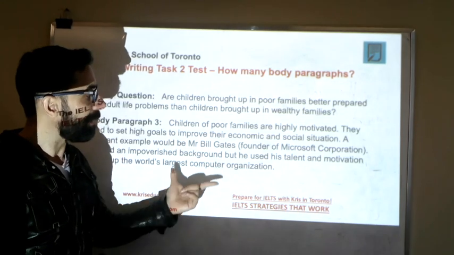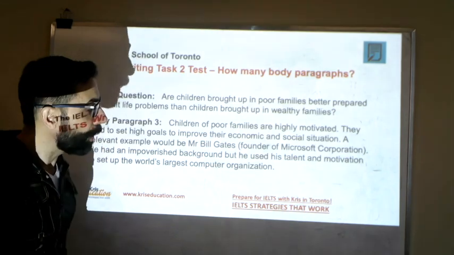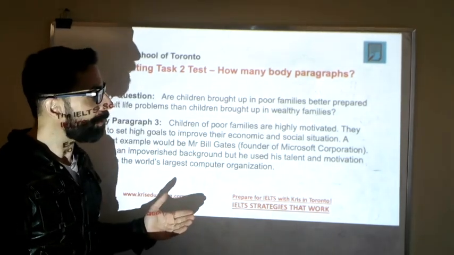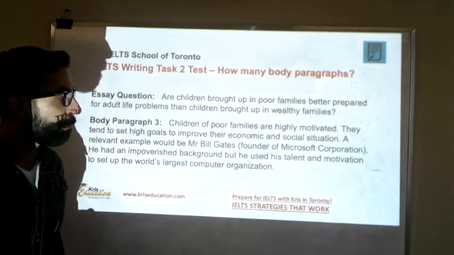And again, it is very, very important to use practical examples. You need a minimum of 2 practical examples in your essay, but it's a good idea to write practical examples in every single paragraph.